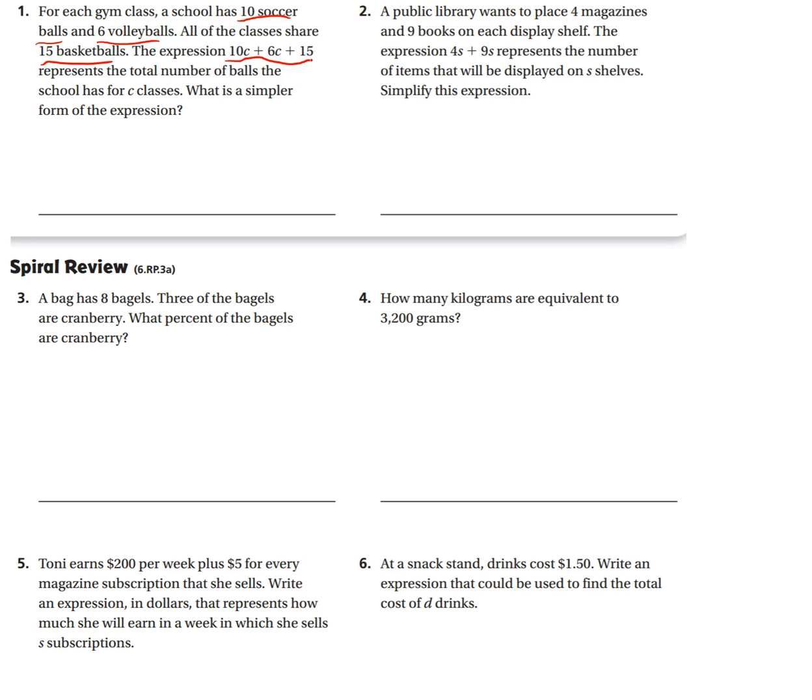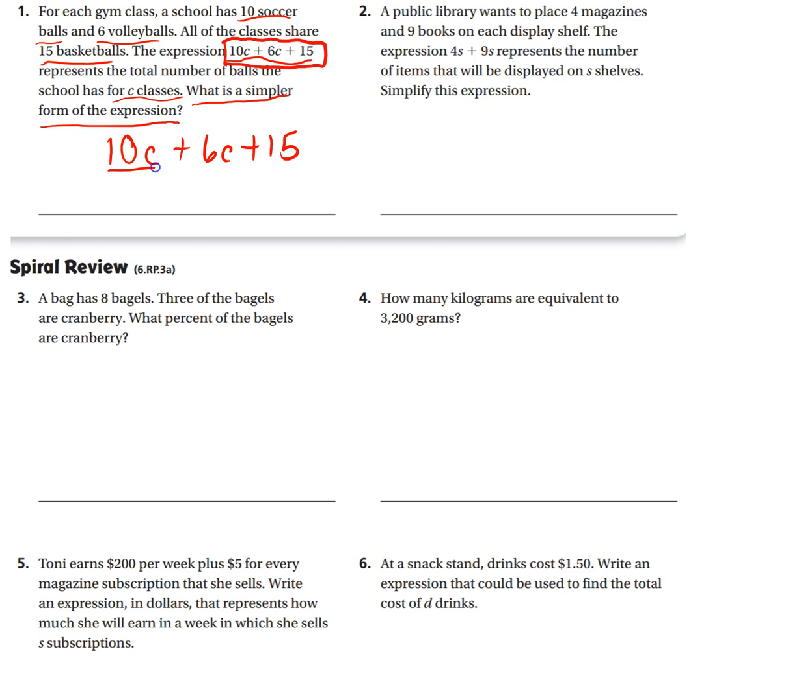The expression, there's the expression, represents total number of balls the school has for C classes. What is a simpler form of the expression? So what is a simpler form? Just another way of saying simplify. So here's our expression, 10C plus 6C plus 15. They gave it to us right here. We didn't have to think, they gave it to us.